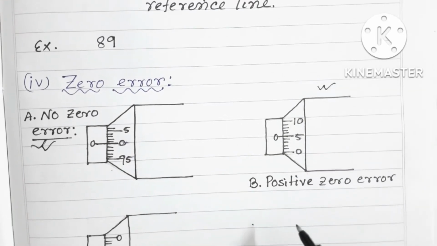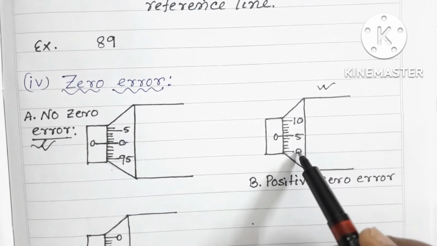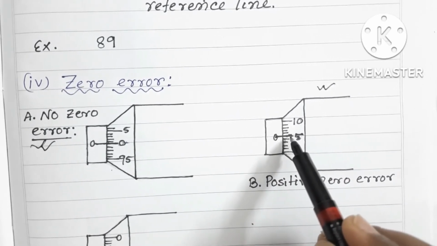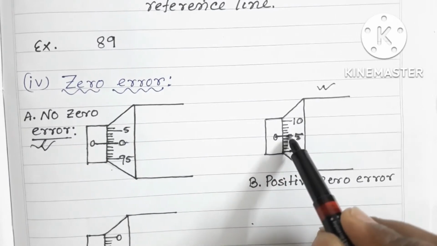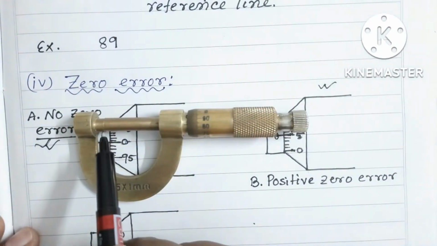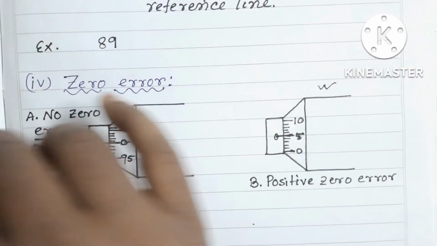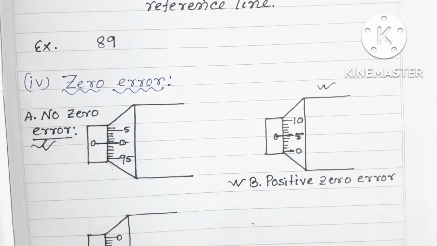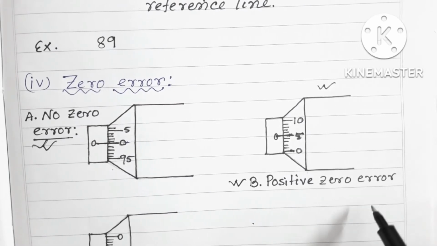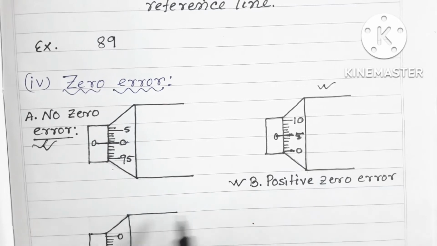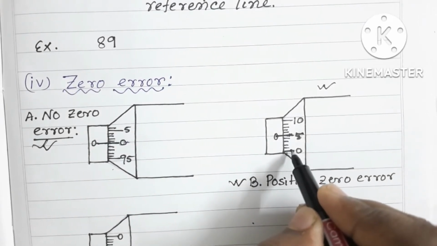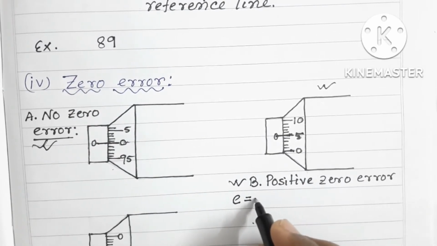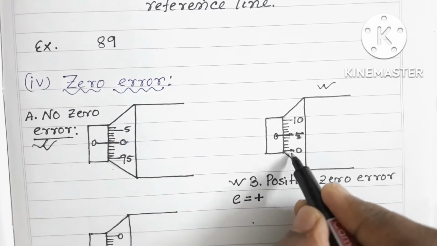There is a second possibility, when the zero is below the reference line. You can see right now the fifth division coincides with the reference line, and where is the zero? Zero is below the reference line. So what is the condition? In this condition, when the screw has completely touched the stud before measurement, zero is below the reference line, and we call it a positive zero error. So what will be the reading for this error? For that you have to count which division, from 0, coincides with the reference line. Here we can write the error as E, which is positive right now because 0 is below the reference line.